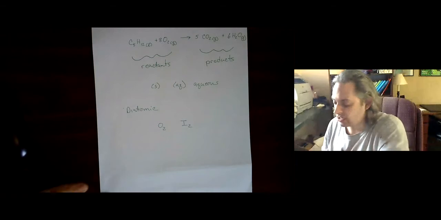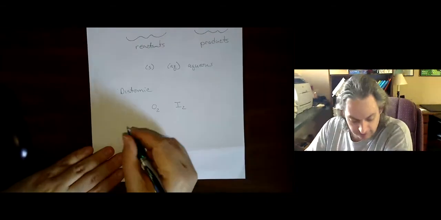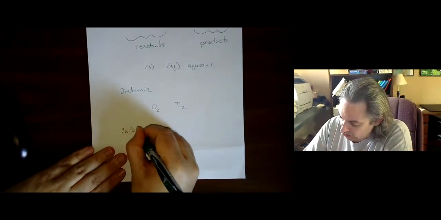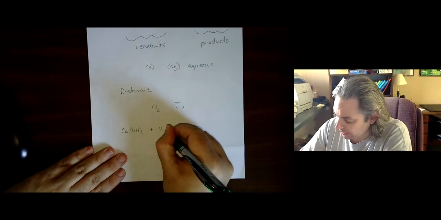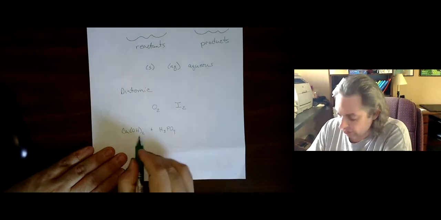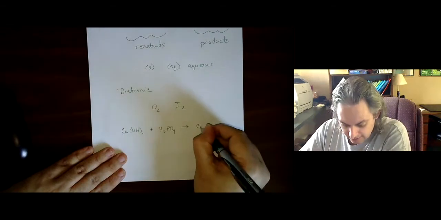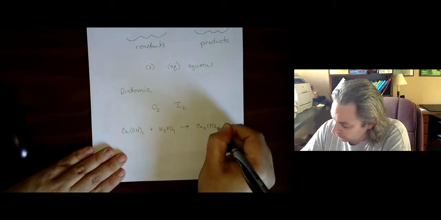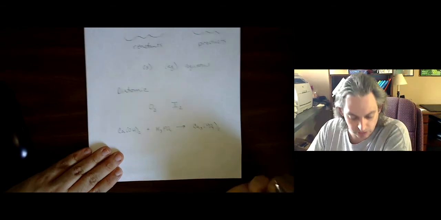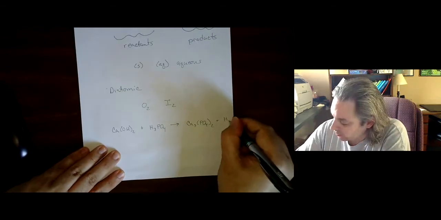Now let's do an example of balancing a chemical equation. So the chemical equation that we're going to balance is Ca(OH)2 with H3PO4, and so these are our reactants, and this is going to make Ca3(PO4)2, and we will have 2 of those, and H2O.